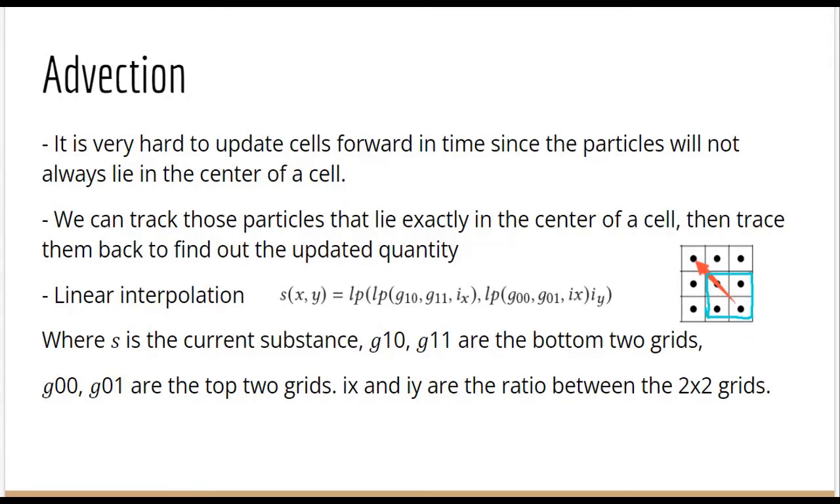Linear interpolation is used to calculate the new density from the previous 2 times 2 grid of densities. The linear interpolation step is defined as follows, where S is the current substance, G10 and G11 are the bottom 2 grid cells, G00 and G01 are the top 2 grid cells, and IX and IY are the ratios within the 2 times 2 grid.